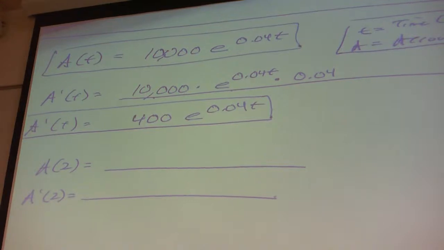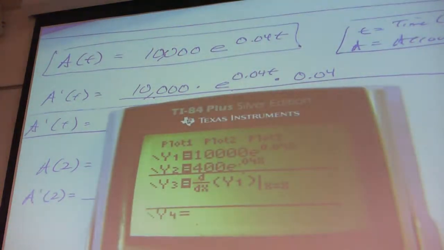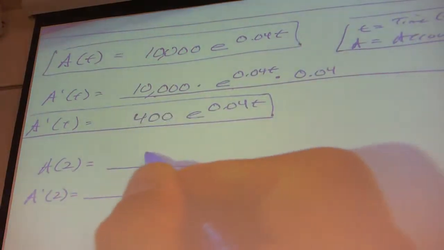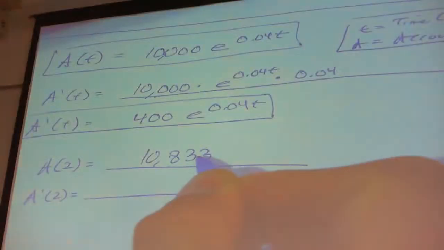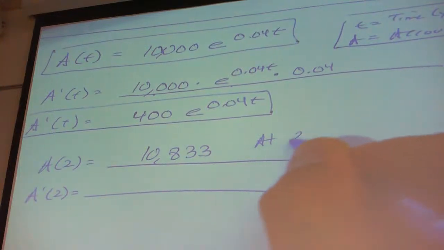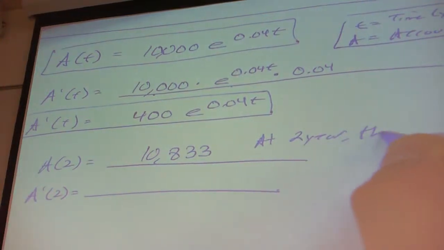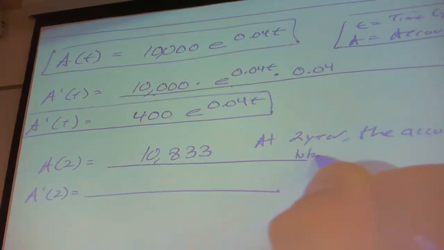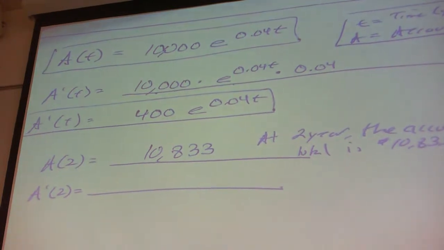Okay, let's check our work, see how we're doing. So, y1 is the original, y2 is the derivative, y3 is checking the derivative. When I plug in 2 years, y1 tells me 10,833. So what does that mean? At 2 years, the account total is $10,833. So that just tells me the total.